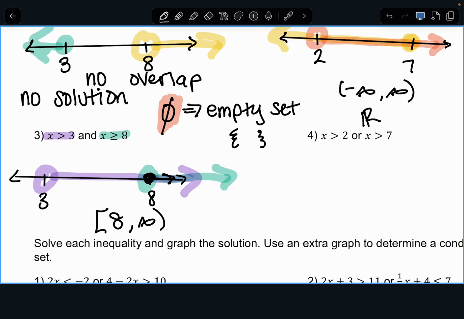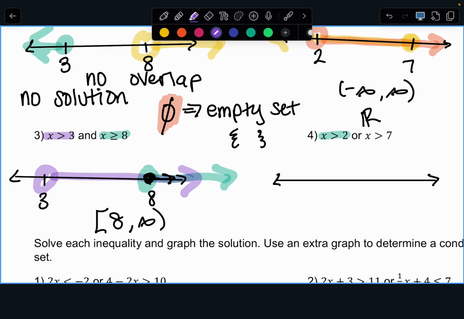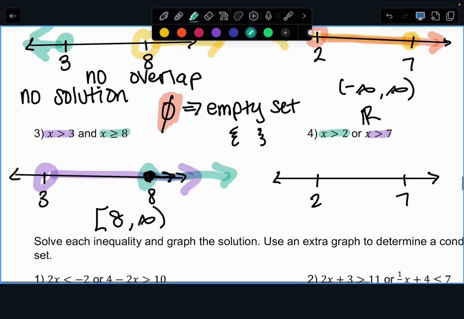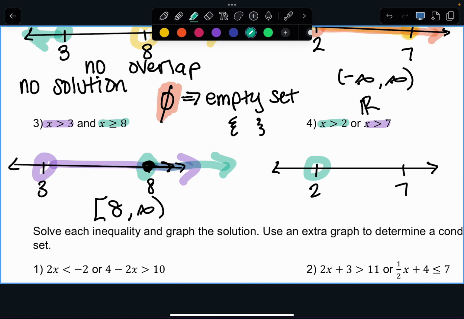Okay, the last weird thing that we might see, there's another weird one that shows up in our activity today. But it's another or. I'm gonna label my inequalities. I mark 2 and 7. And then it says x is greater than 2. Open or closed circle on 2? Open. Right or left? Right. For greater than 7, open or closed? Open. Right or left? Right.